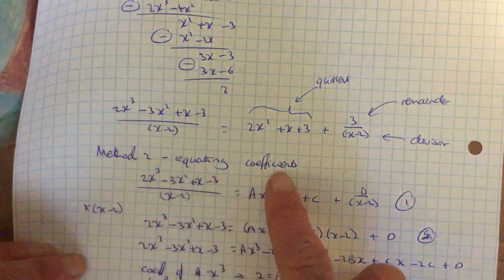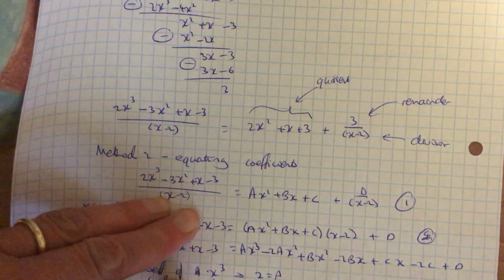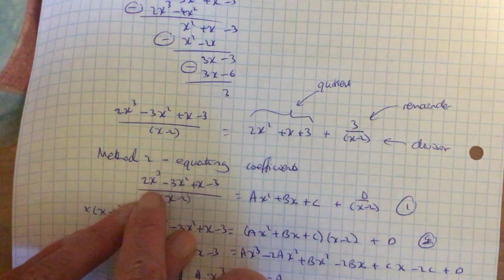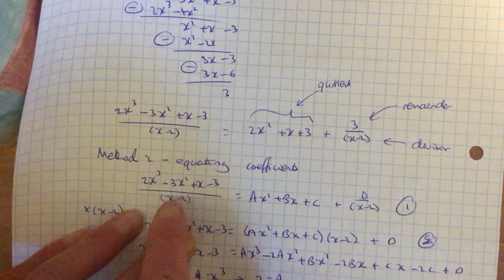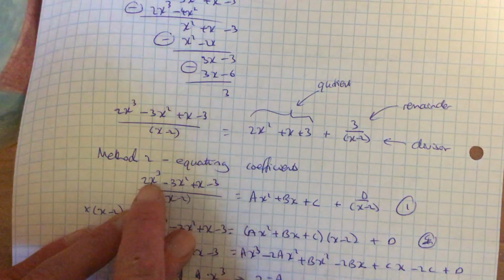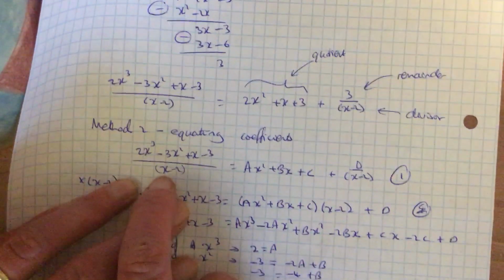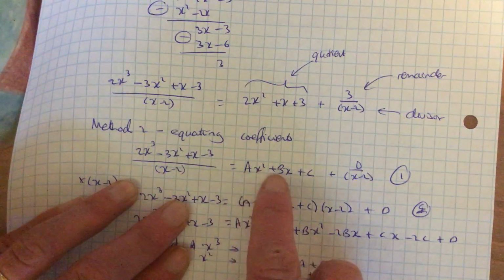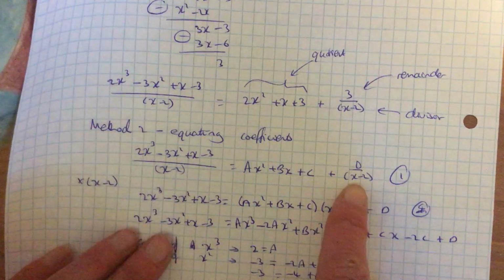Another way of doing this is equating the coefficients. So I'll run through this with you just to check it. Basically, what you do is you start with your expression: 2x cubed minus 3x squared add x minus 3, all over x minus 2. When you divide that through, x cubed over x is an x squared. So the highest power of x you're going to have is an x squared. So it's going to be something x squared plus something x plus c, plus a remainder over the divisor.